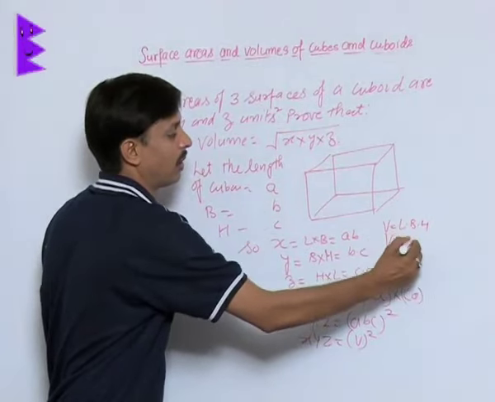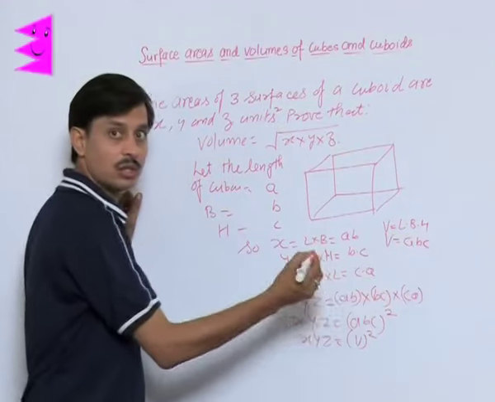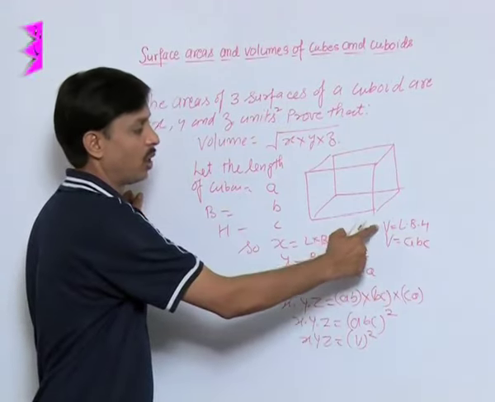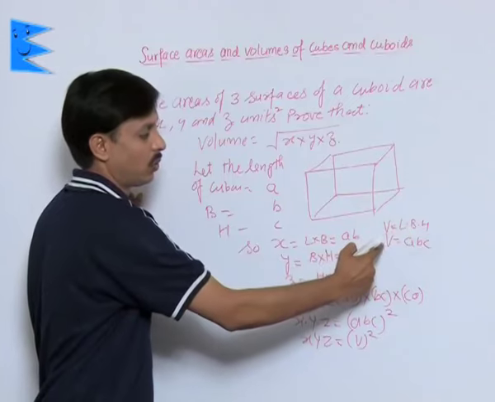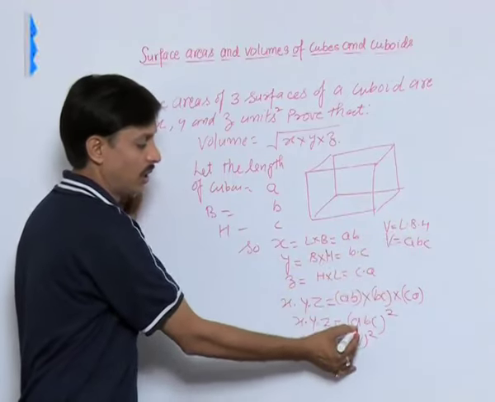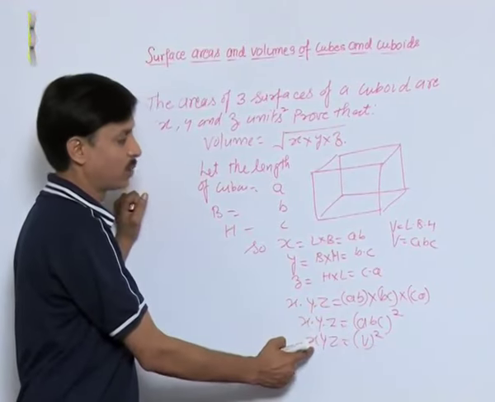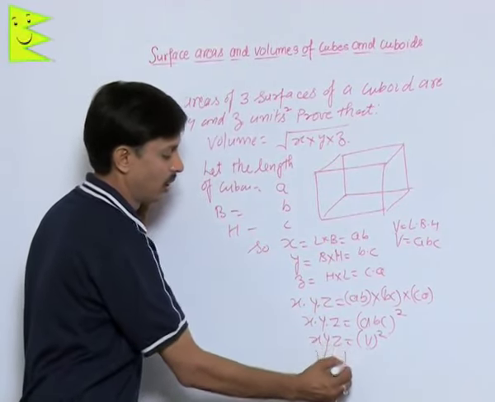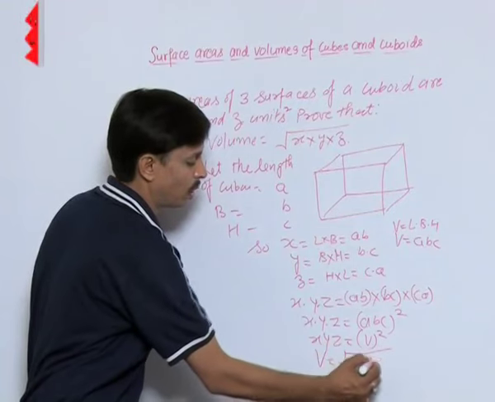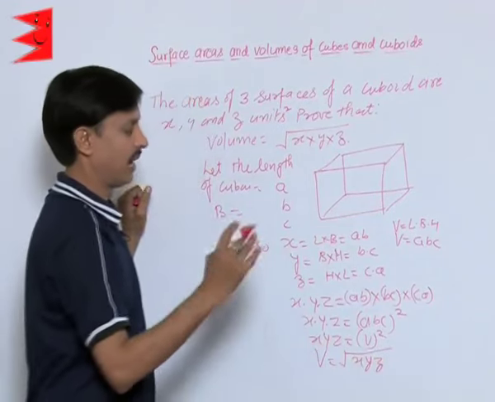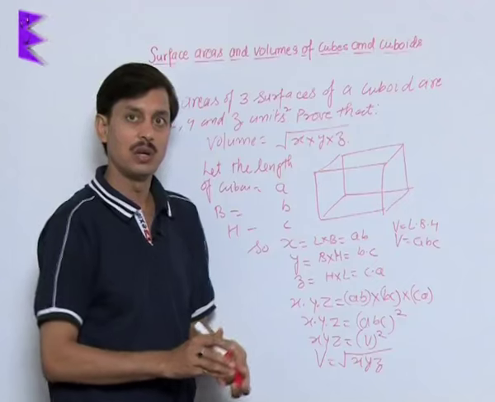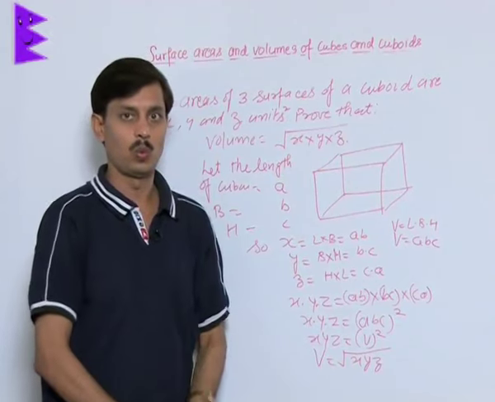So volume becomes ABC. We know that volume is equal to LBH. So volume becomes ABC. Here, in place of ABC I have replaced volume. As volume square is XYZ, so you can say volume is equal to root of XYZ. This is the required result that we needed to prove.